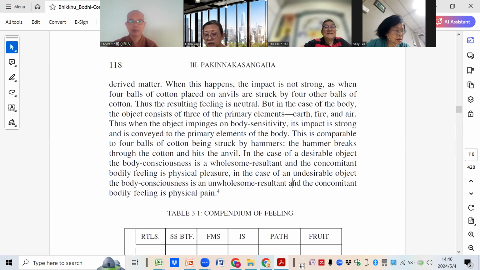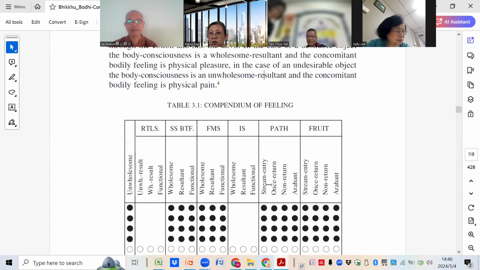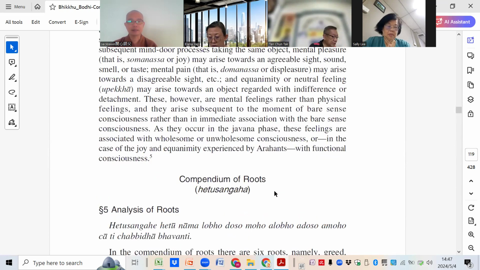The bodily feeling is physical pleasure. In the case of an undesirable object, the body consciousness is an unwholesome resultant, and the concomitant bodily feeling is physical pain.